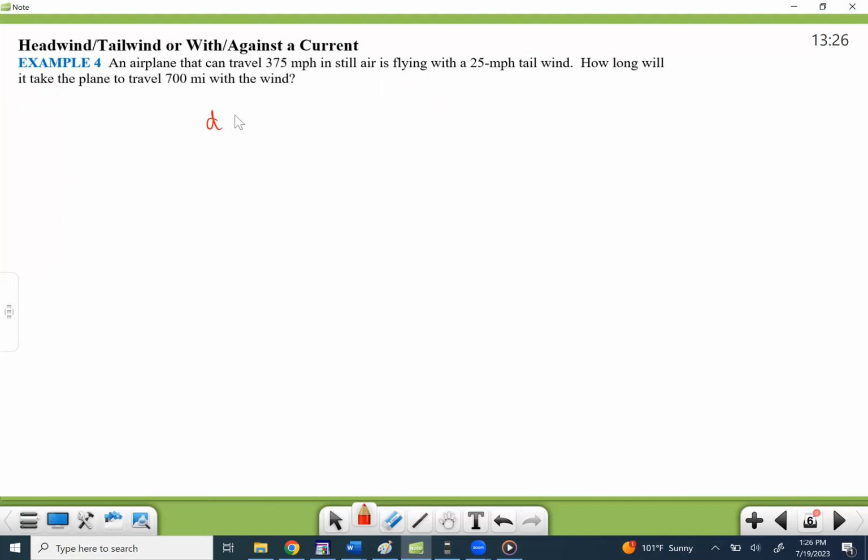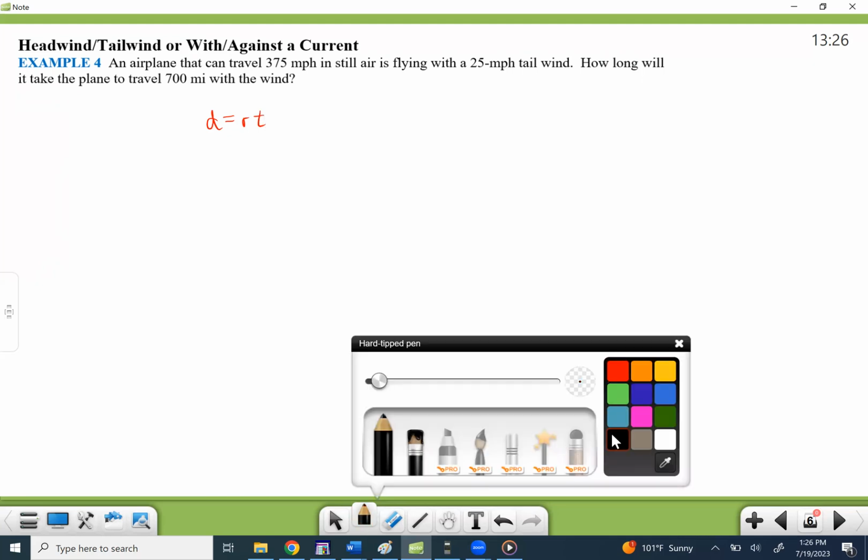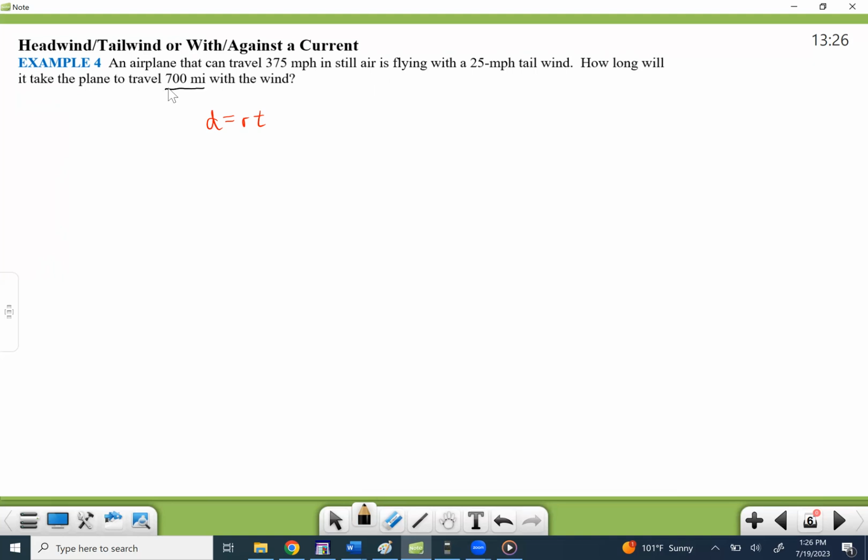Distance is rate times time, right? I'm going to write them down, being hopeful. And I'm going to ask myself, do I know any of these things? Yeah, I know the distance. The distance is going to be 700 miles. Now, the hardest part to this problem is the rate. Okay. We are flying with the wind.